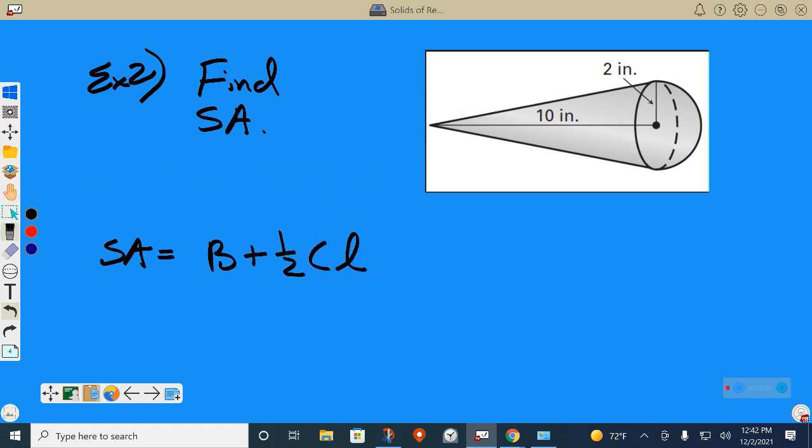Plus, watch this, plus the half a sphere. The surface area of a sphere is 4 pi r squared. But I'm gonna take half of that puppy.